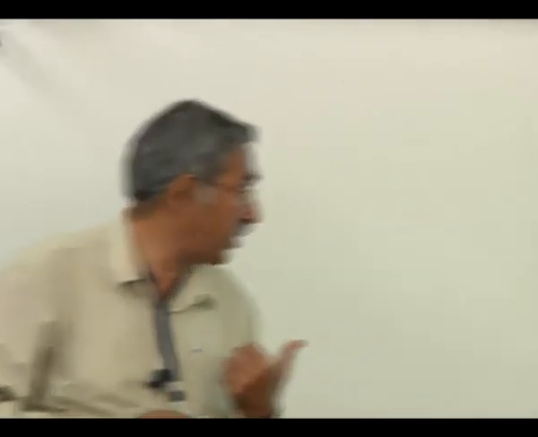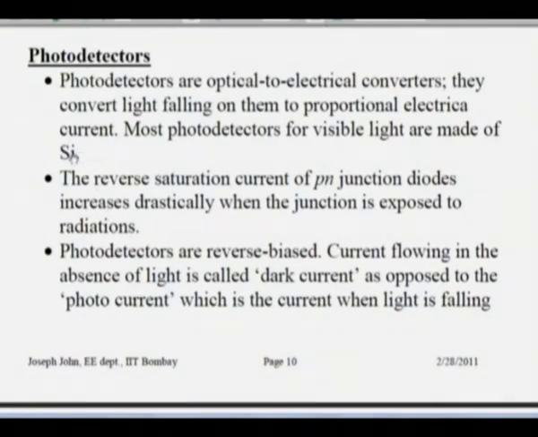Now, the principle of a photodetector is nothing but this. All that is done in a photodetector is you make a large depletion region, so that most of the light falling on it falls in the depletion region. Then the number of carriers will shoot up. For visible light you can use silicon for that purpose. The current which is flowing, when there is no light, is nothing but our reverse saturation current.